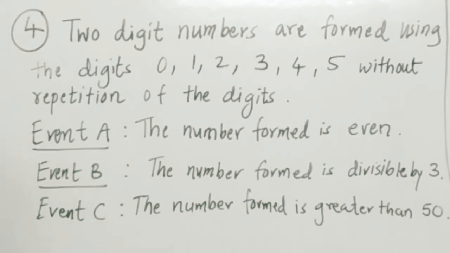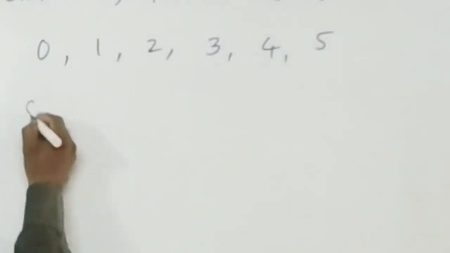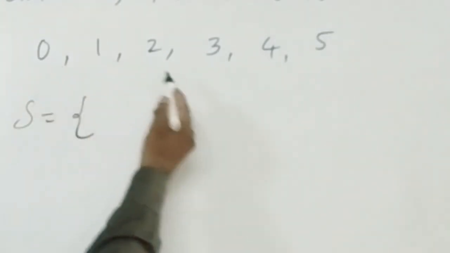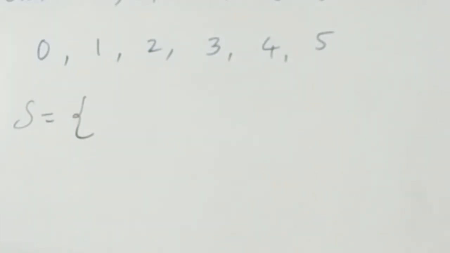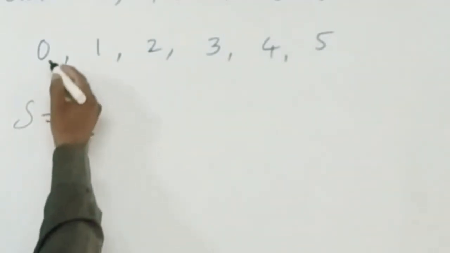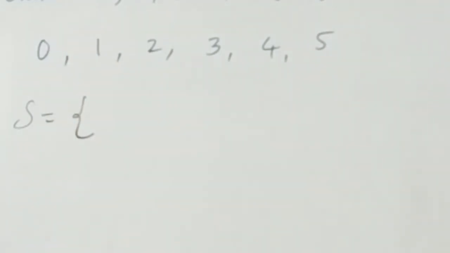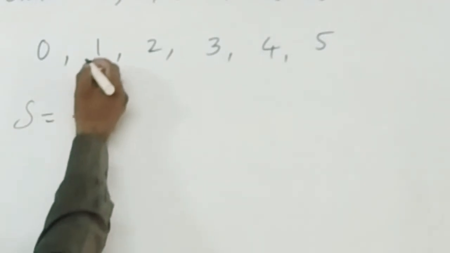Fourth example: 2-digit numbers are formed using the digits 0, 1, 2, 3, 4, 5 without repetition of the digits. So the sample space of 2-digit numbers is formed using the digits. Now here the technique of writing the sample space: if you start with 0, 01, 02 is not a 2-digit number. So we'll start with 1.